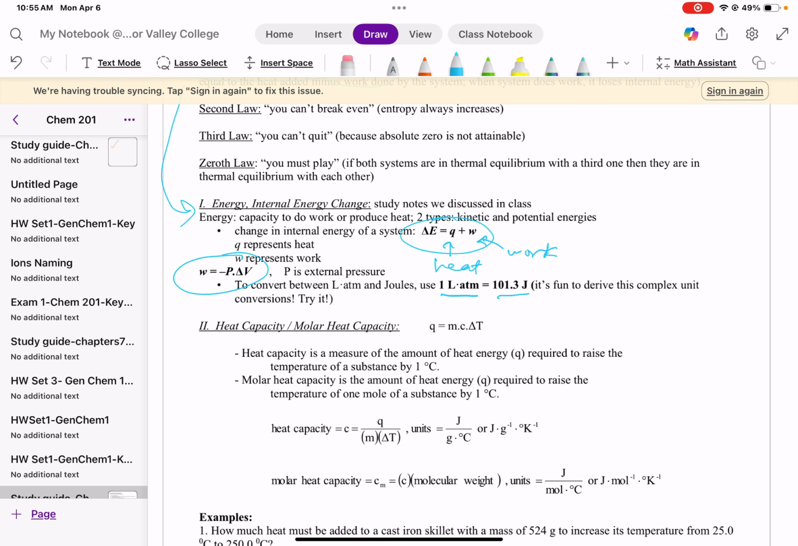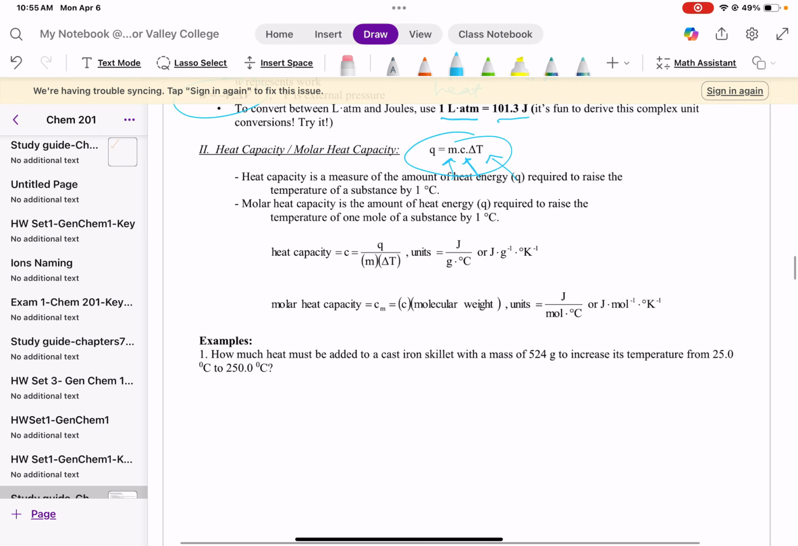Now, when we run a chemical reaction, heat is a big deal, right? One way to calculate heat is to take the mass times C, which is the heat capacity, times delta T, which is the change in temperature.